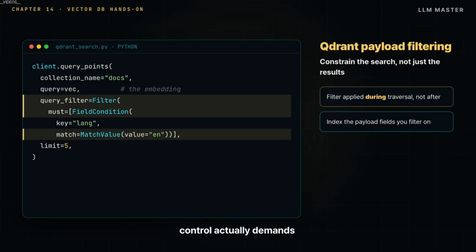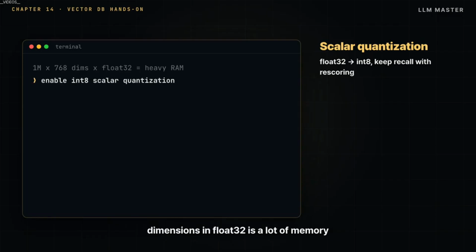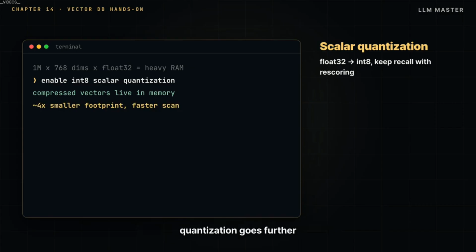The result is genuinely fast search that respects hard constraints, which is what production retrieval with access control actually demands. Qdrant's other superpower is quantization, and it matters the moment your collection stops fitting comfortably in RAM. 1,000,000 vectors at 768 dimensions in float32 is a lot of memory, and memory is what keeps HNSW fast. Scalar quantization compresses each dimension from a 32-bit float down to an 8-bit integer, roughly 4 times smaller, while binary quantization goes further, 1 bit per dimension, up to 32 times smaller.